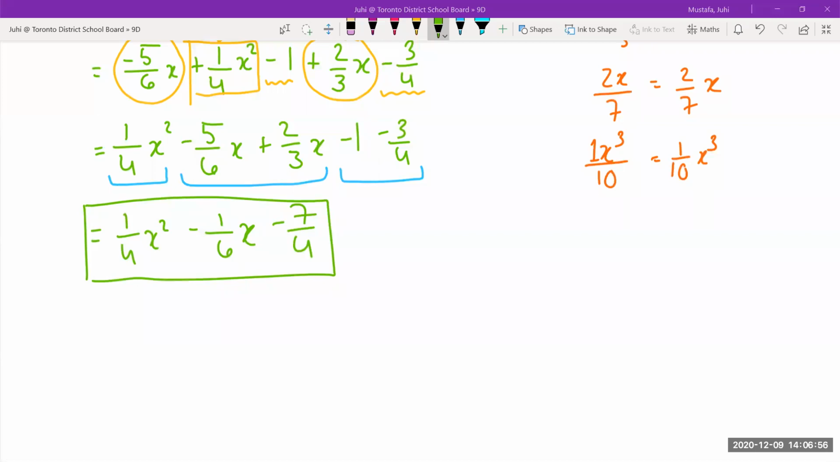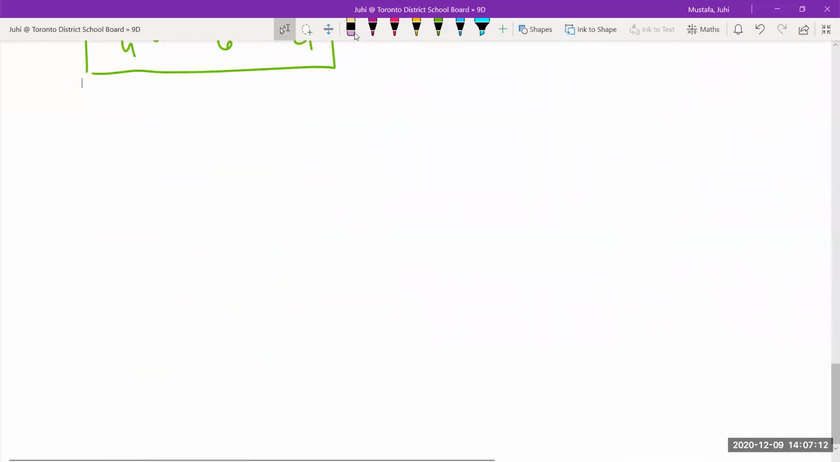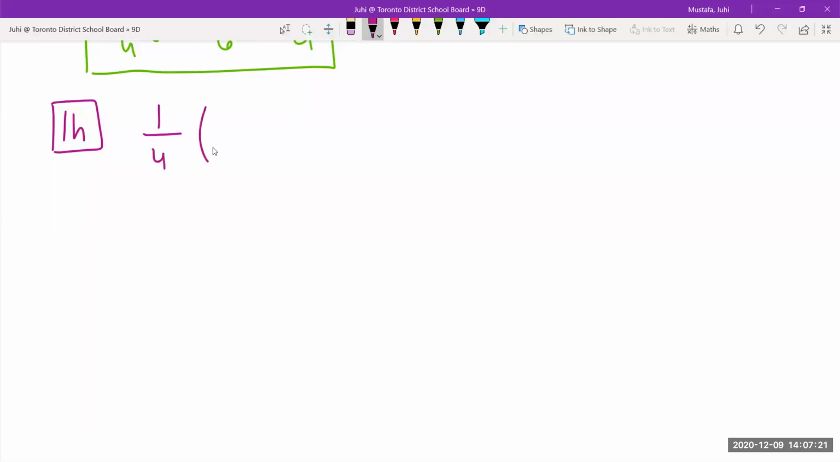All right, good job. So we've done 3 examples. These examples were just simplifying polynomials, collecting like terms, adding and subtracting. We also last class learned about the distributive property. And that is what we're going to be talking about next. So let's try a question, and I'm just going to show you examples from this handout. Let's do question 1H, which is 1 over 4 bracket 2x squared minus 6x minus 12. And the instructions say simplify.